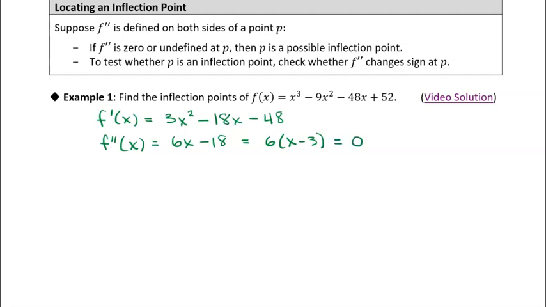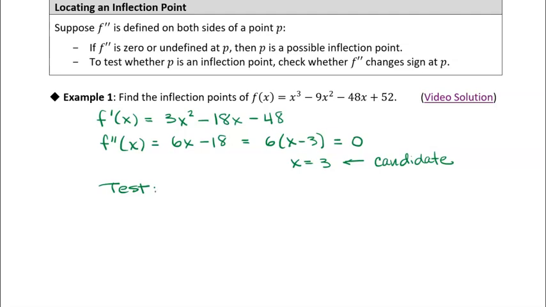So I set it equal to 0, and then we can see that the second derivative is 0 when x is equal to 3, right? Now that doesn't necessarily mean there's an inflection point there. This is just a candidate for an inflection point. In order to determine whether there actually is an inflection point there, we have to test for a change in concavity. All right, we're trying to find inflection points, so let's test it. So I'm going to write test. This is where we're testing for a change in concavity.